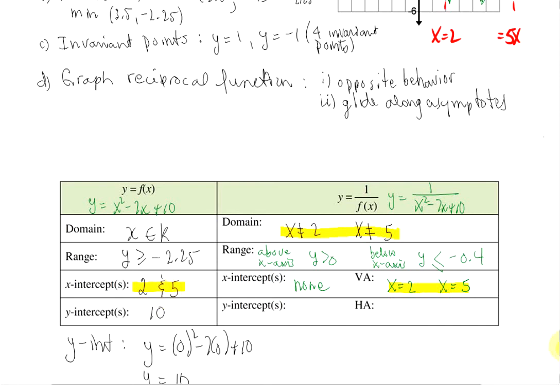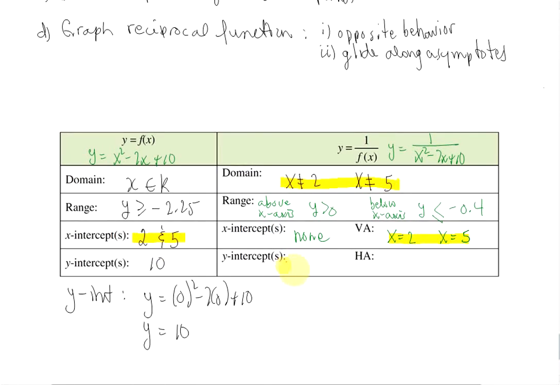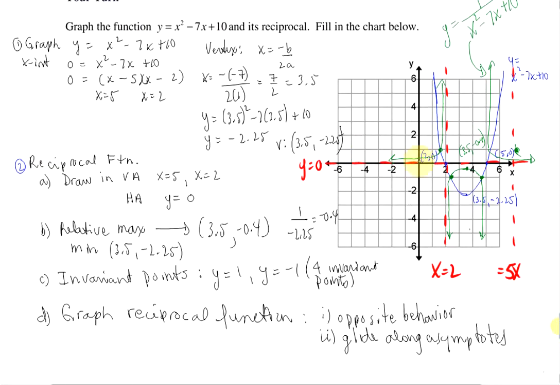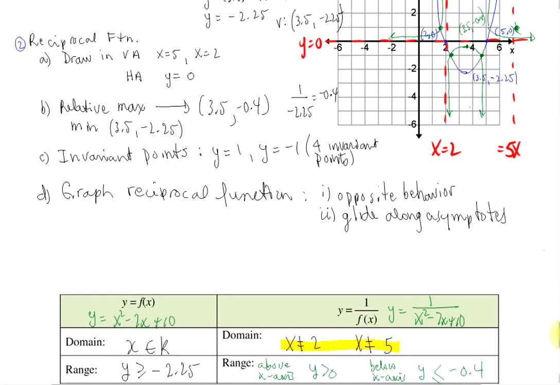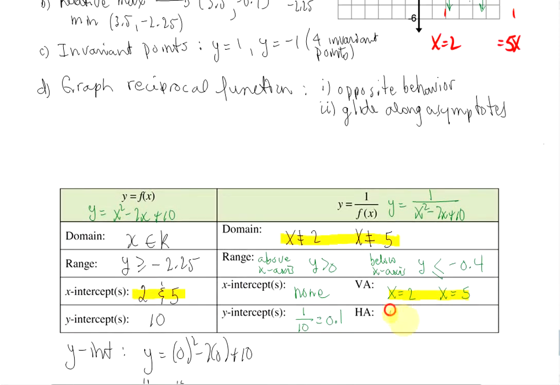Okay, y-intercepts. Well, you could plug in 0 for x, but if you take a look, the y-intercept on our original function is 10, so the y-intercept on our reciprocal function is the reciprocal of that, so 1 over 10, which is 0.1. And if you go up to the graph, you can see that that is true. If you go over here, it's pretty close to 0.1. Okay. And then our horizontal asymptote is where y equals 0. And we are now finished graphing the reciprocal of quadratic functions.